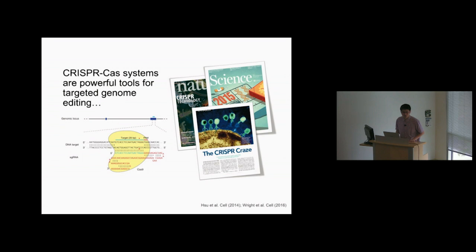Are you asking also what the efficiency is for HDR, to get a new piece of DNA in? No.